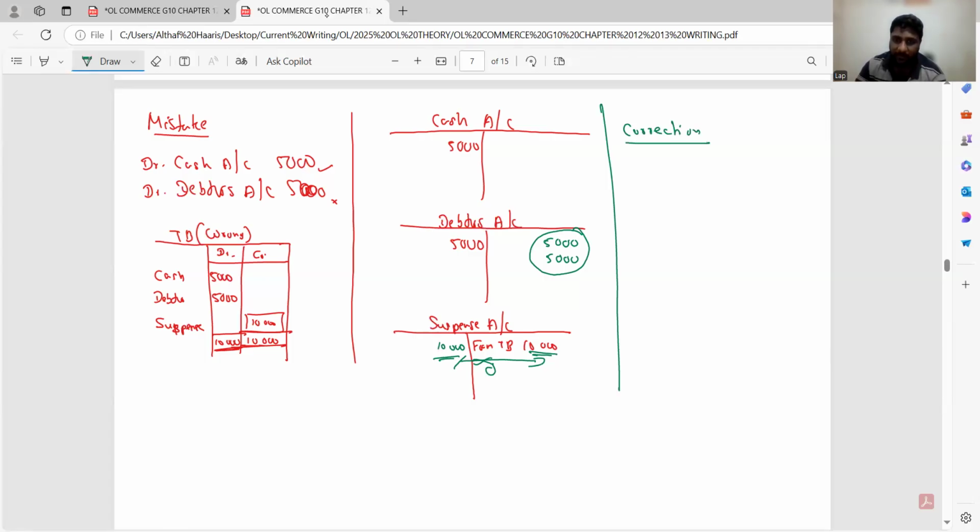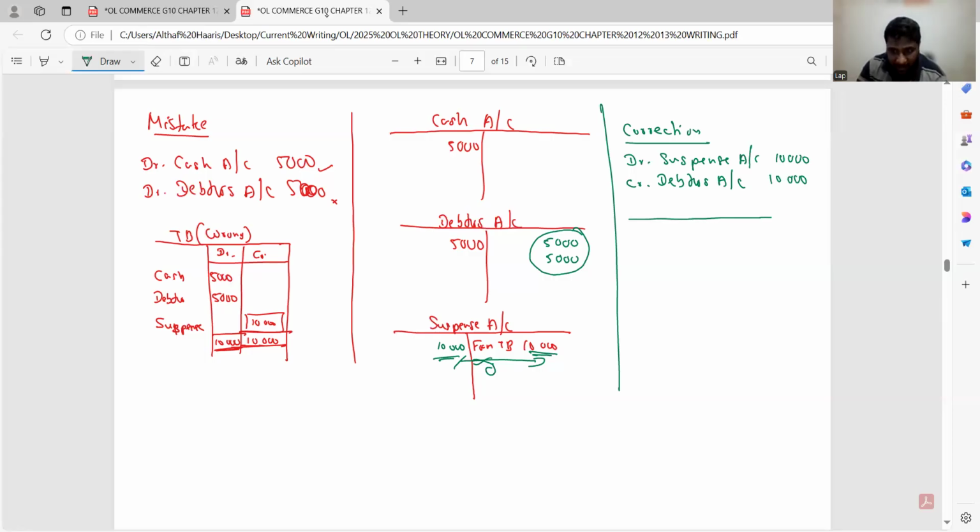And what's the correction? Correction: debit suspense account 10,000, credit the debtors account 10,000.